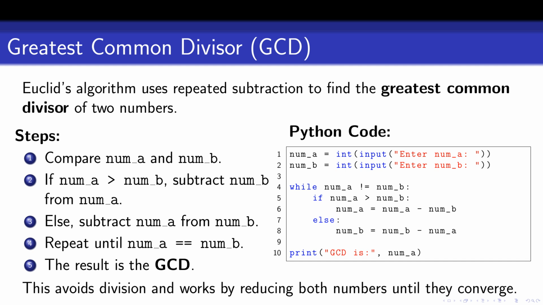This kind of loop is ideal for situations where the number of iterations isn't known in advance, but is guaranteed to end. Eventually, the two numbers will converge. What makes this a useful teaching example is that it avoids division and uses only subtraction and conditionals to solve a classic math problem. It's also a good example of how loops, conditionals, and mathematical logic come together in algorithm design.